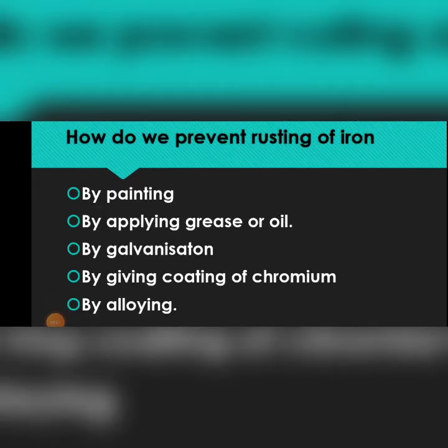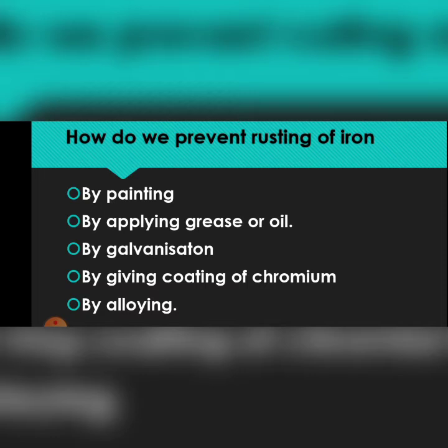Rusting of iron can also be prevented by the process of galvanization. Galvanization is a process where a thin layer of zinc metal is given on an iron object. Zinc is a less reactive metal which does not react with atmospheric oxygen and moisture easily. So when a thin layer of zinc is given on the iron object, then air and moisture cannot come in contact with the iron surface, and thus rusting is prevented.